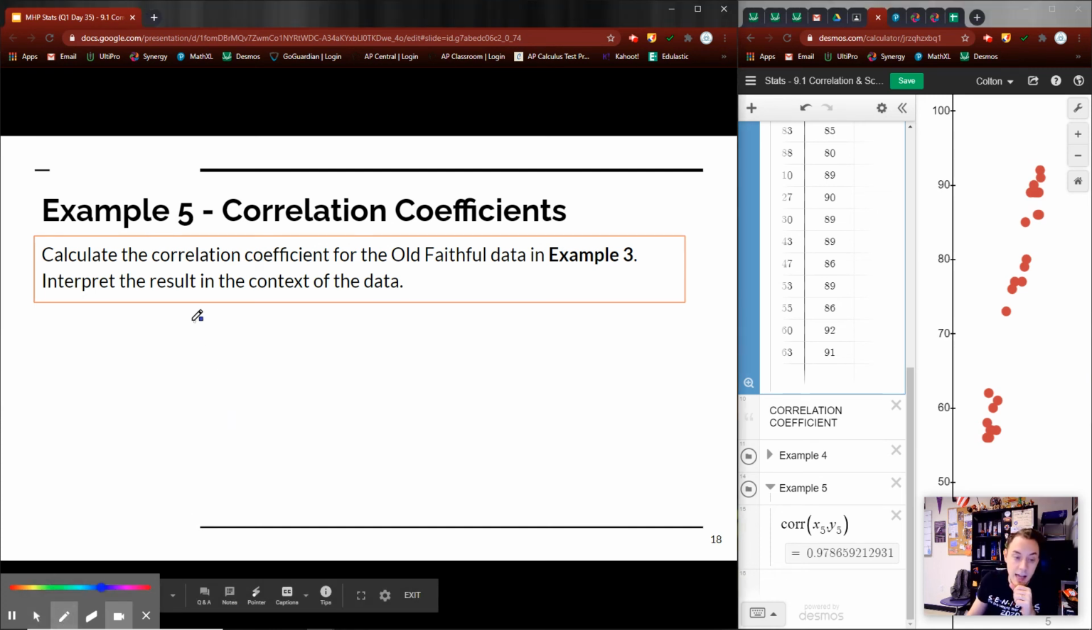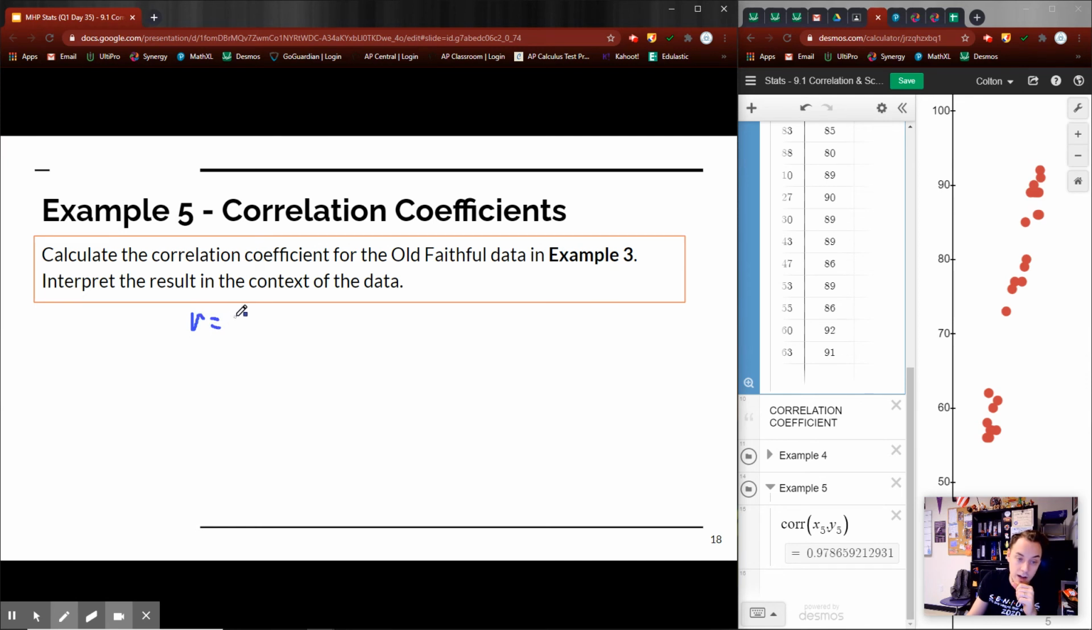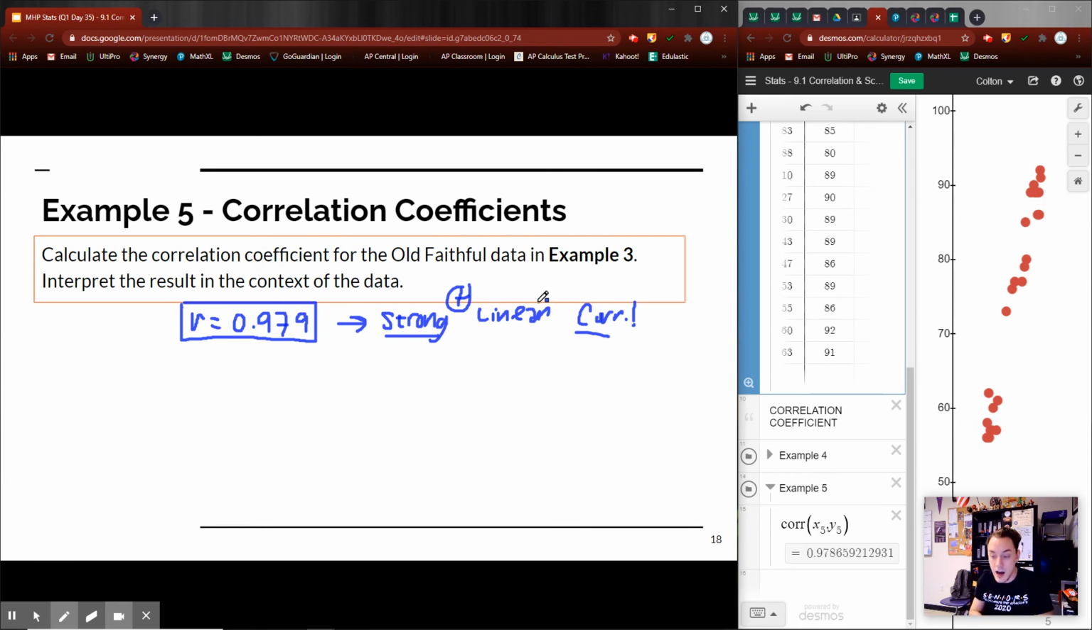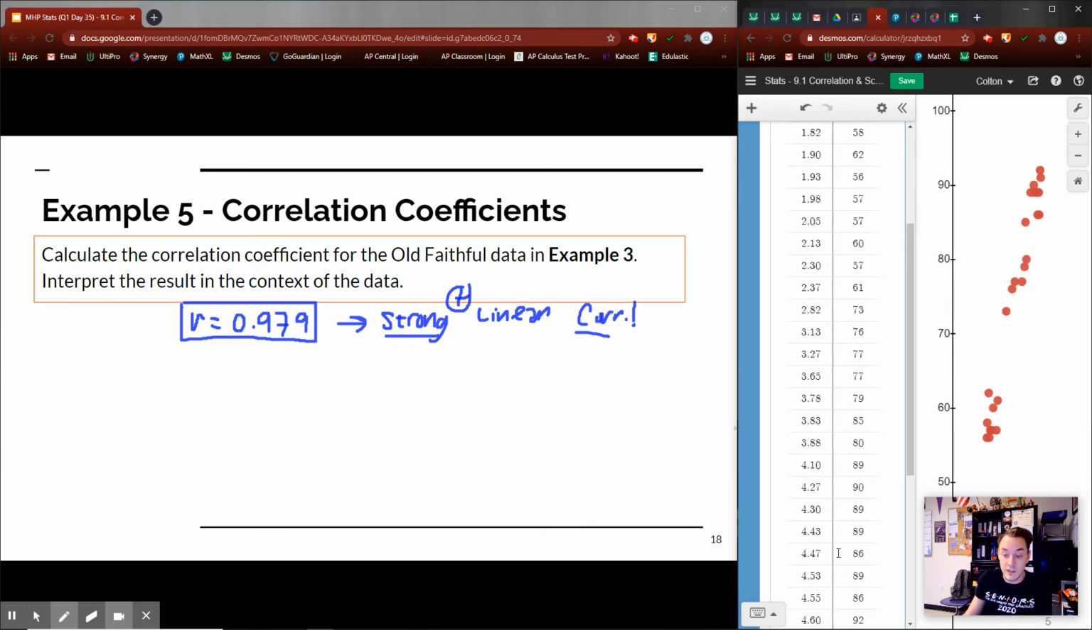So what is that? That means my correlation, my R value equals 0.979. This is extremely, extremely strong. This is a very, very, very strong linear correlation. Strong positive linear correlation. I already knew it was a positive linear correlation. Now I'm trying to see whether or not it's strong, and my correlation coefficient tells me objectively that it is strong. Okay, because it is very, very, very close to 1.